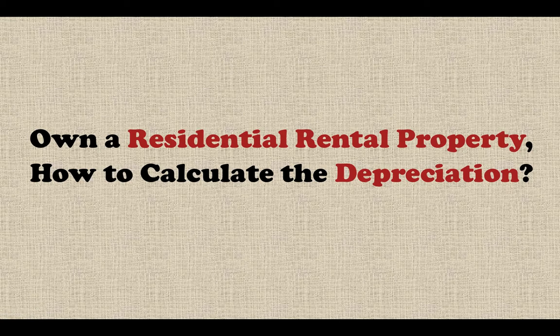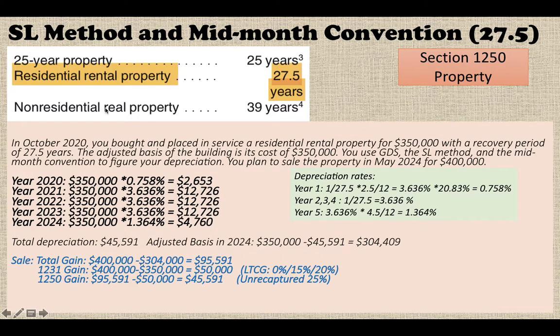Hi, in this video, I'm going to show you how to calculate the depreciation on your residential rental property. Here's the example we're going to walk through. Before that, just note that for residential rental property, the IRS rule is you have to depreciate over 27.5 years, using the straight line method and what's also called the mid-month convention. We'll talk about what that means.